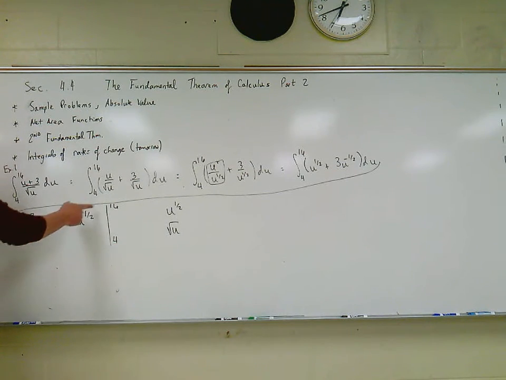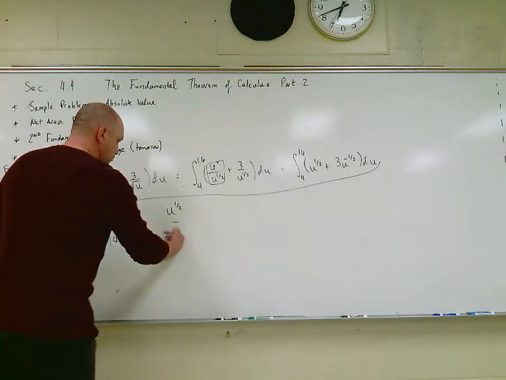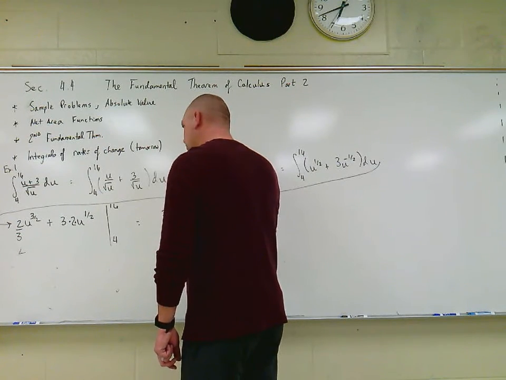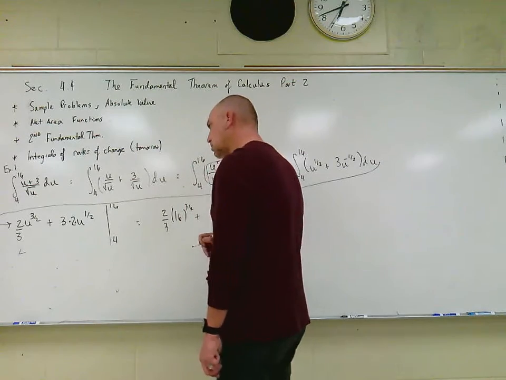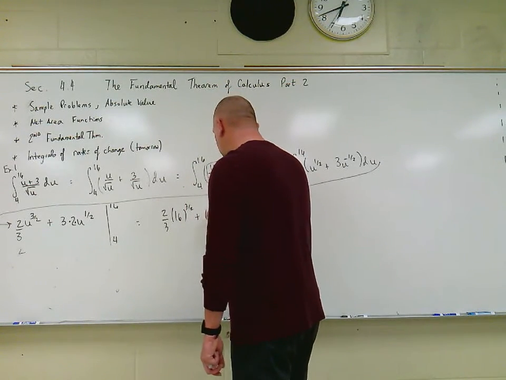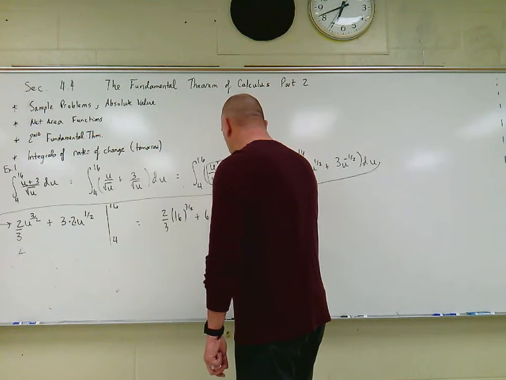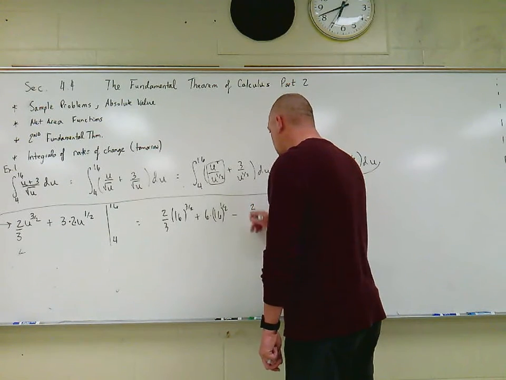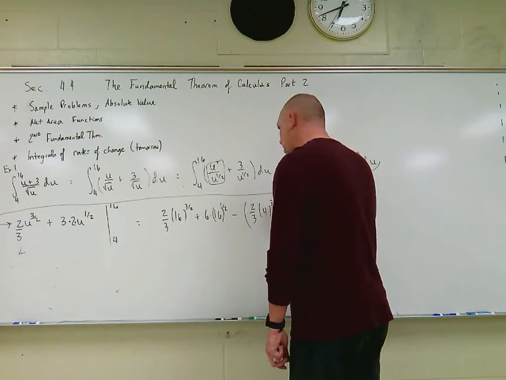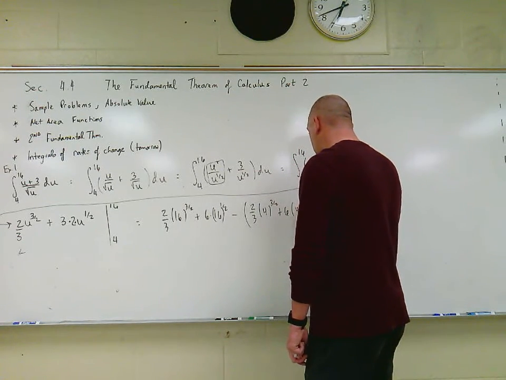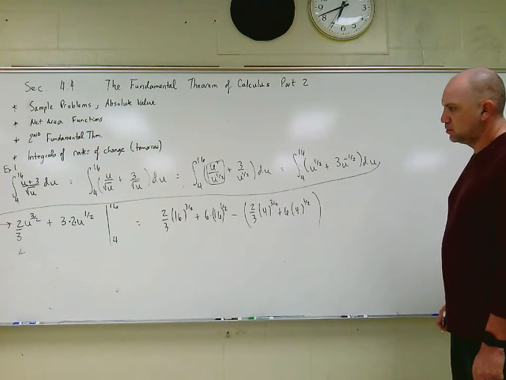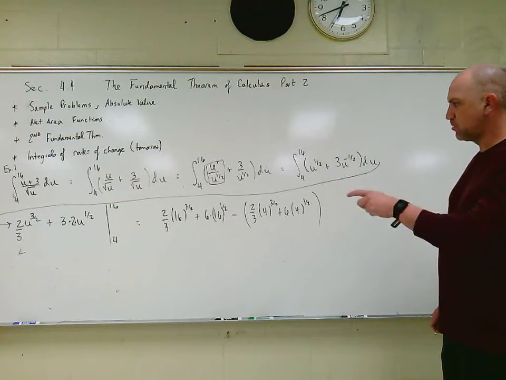So here, I'll go ahead and plug the 16 in first. So I get 2/3, let me just go this way so I have room. So I have 2/3 16 to the 3/2 plus 6 times 16 to the 1/2. Okay, so there's where I subbed in my 16. Then I put a minus the quantity of 2/3, 4 to the 3/2 plus 6 times 4 to the 1/2. All right. So now I have to start working these out.